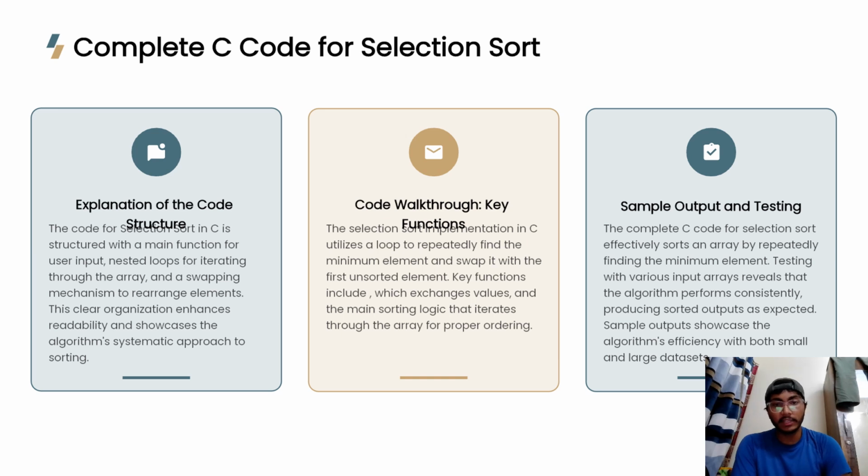Code walkthrough. Key functions. The selection sort implementation in C utilizes a loop to repeatedly find the minimum element and swap it with the first unsorted element.